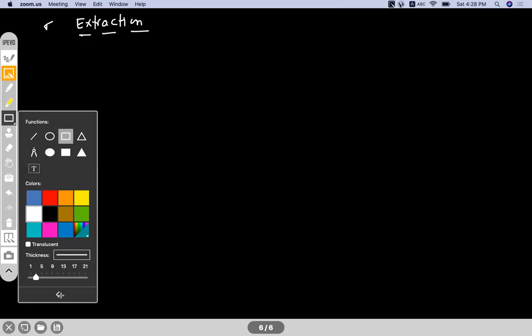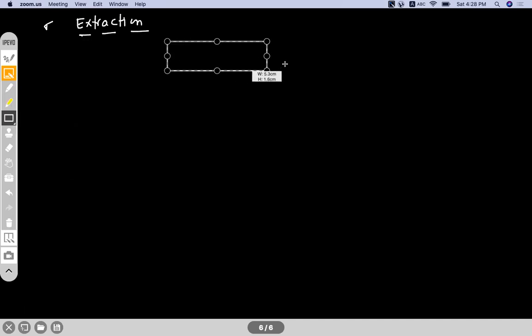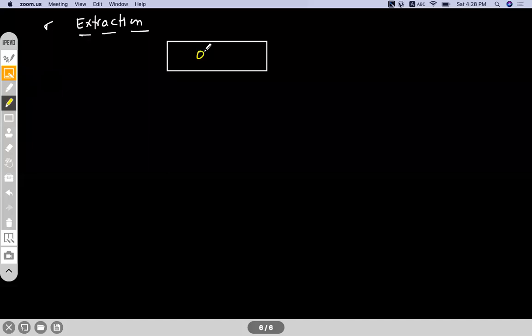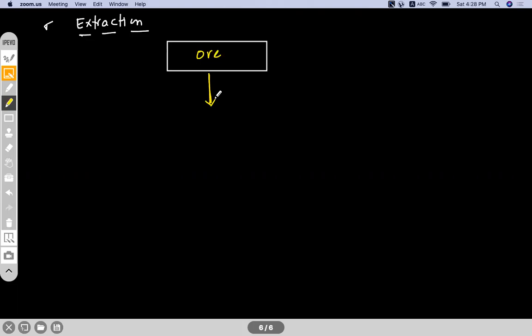So overall, what is the map of extraction? We have an ore first. First of all, we'll choose the ore. From this ore, we'll do the concentration of ore. This concentration term has nothing to do with concentration or molarity. Concentration of ore, we also call it ore dressing. Basically we prepare the ore for the further processes of extraction. That we call concentration of ore. So the next step is the concentration of ore.